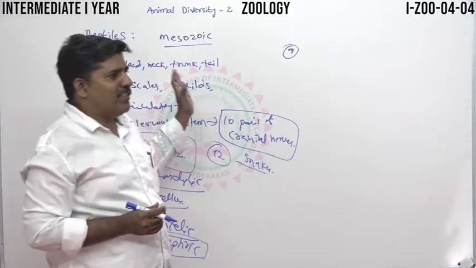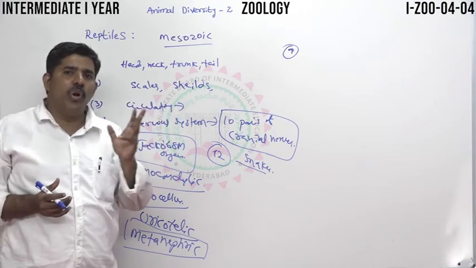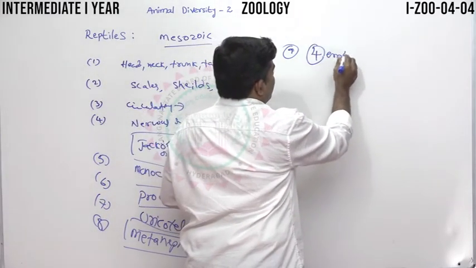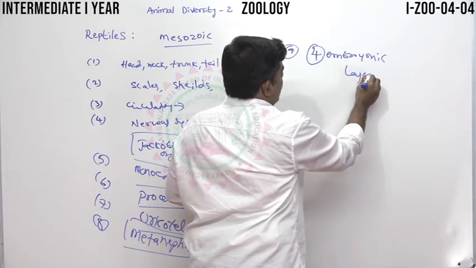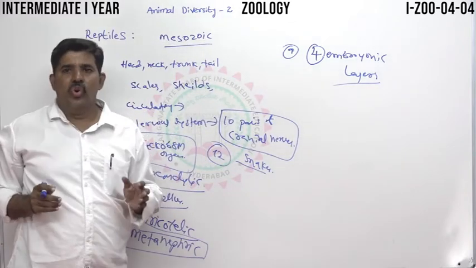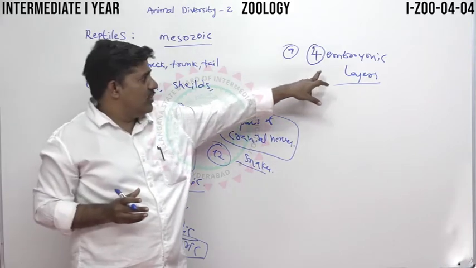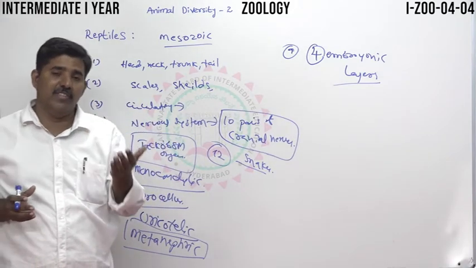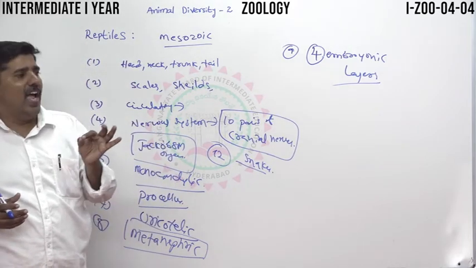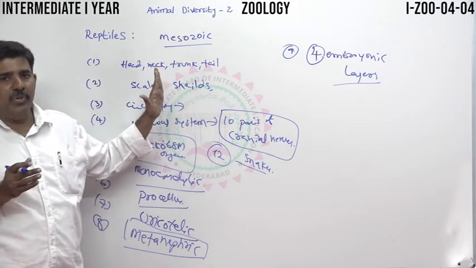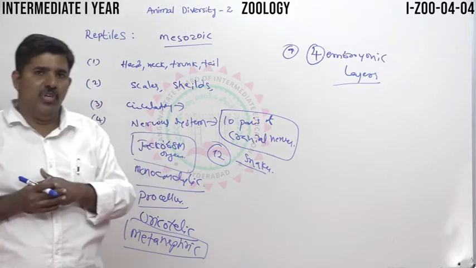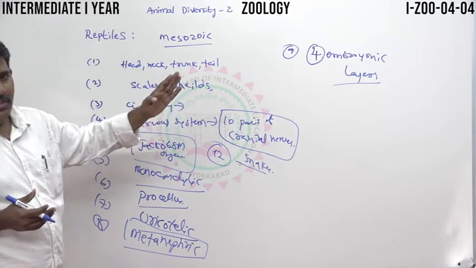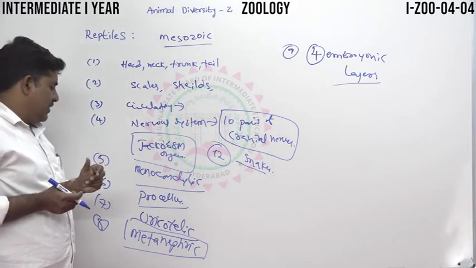Another important character is that reptiles are amniotes. Why are they called amniotes? Because they contain four embryonic membrane layers, very important: amnion, chorion, allantois and yolk sac. That is why they are called amniotic species. In the previous classes, amphibians and fishes are called anamniotes. So the first amniotic species are the reptiles. This is a special feature of reptiles, because they contain four embryonic layers at the embryonic stage.